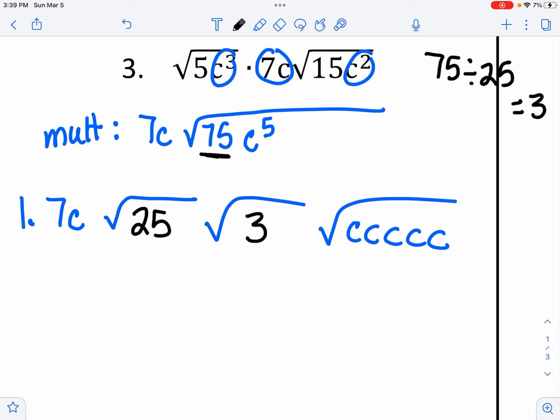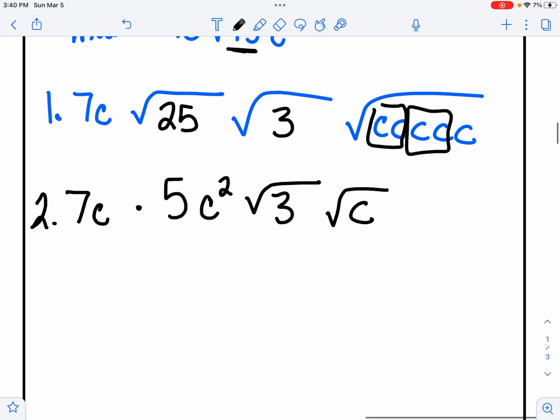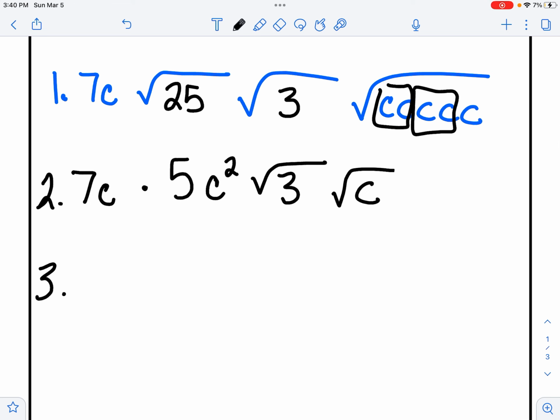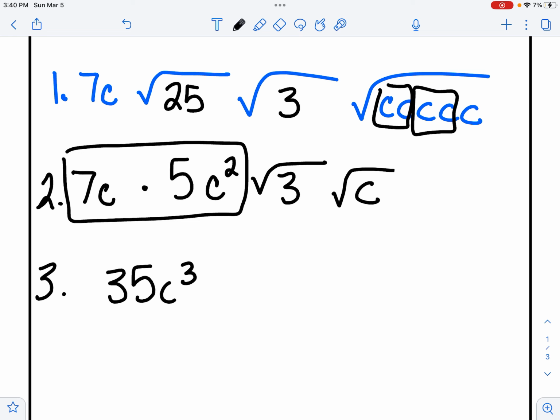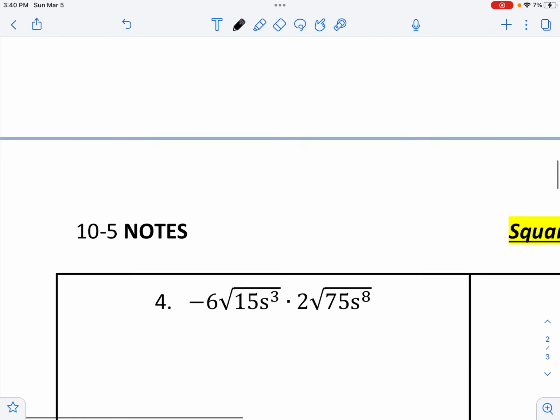So step 2, we're going to bring down that 7c. The 25 becomes a 5. The square root of 3 stays the square root of 3. Now let's talk about the c's. I have 2 groups of 2, so look where I'm putting them. I'm putting them right here. The 2 groups of 2 go on the outside. And then the square root of 3c is still left over. Now you can put that with the 3 now or later. Step 3, these items become 35c to the 3rd. And then the square root of 3c goes behind it. That's it. So we're pretty much going to have 3 steps after you multiply. Let's do it that way.